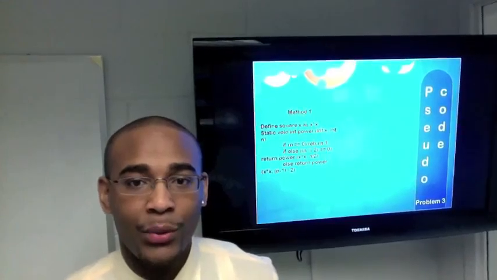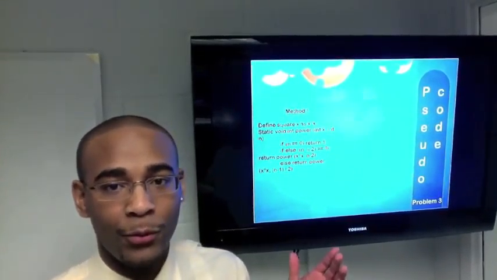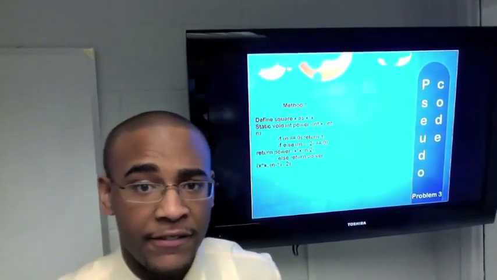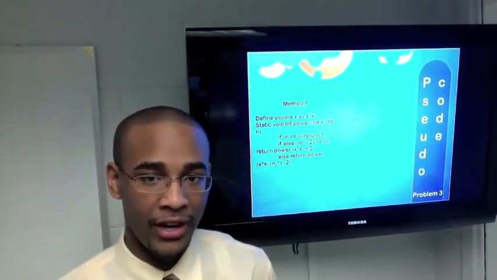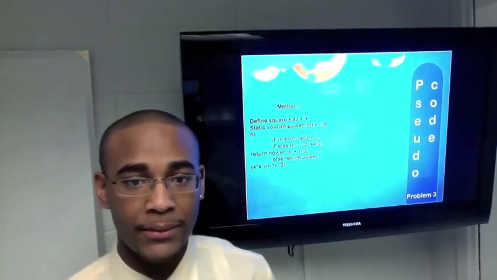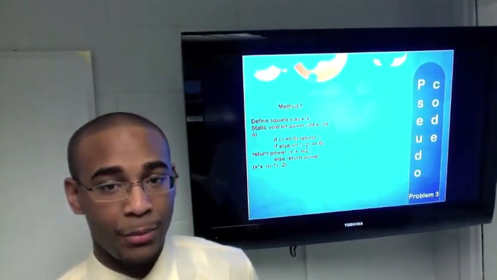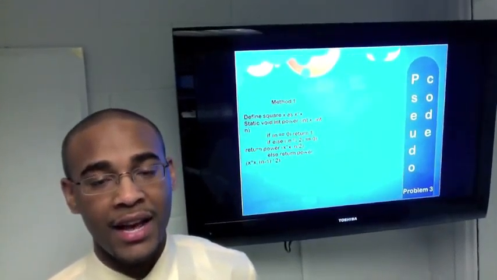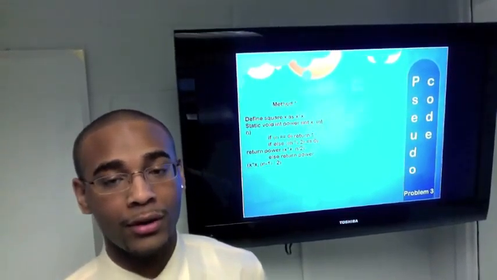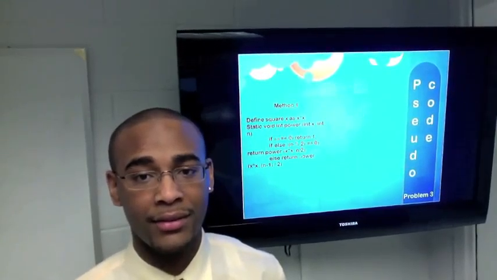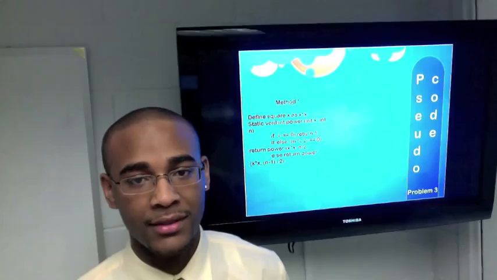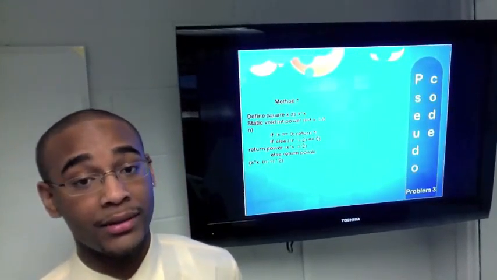3, we're bringing in int x and int n, and if n is 0, then we return a value of 1. Else if n modulo 2 is equal to 0, then we return x times x, and n divided by 2. Else we return x times x and n minus 1 divided by 2.